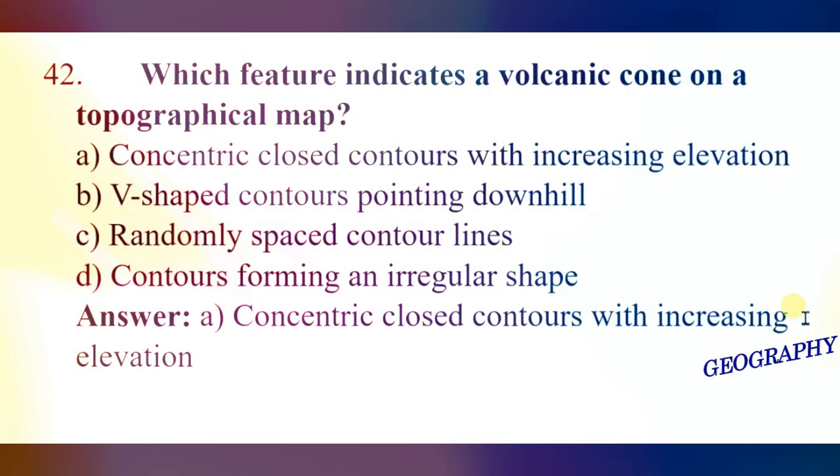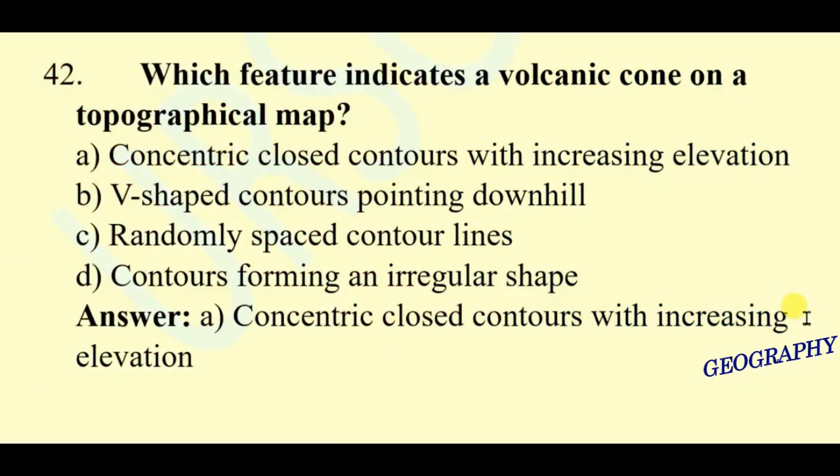Question 42. Which feature indicates a volcanic cone on a topographical map? Concentric closed contours with increasing elevation, V-shaped contours pointing downhill, randomly spaced contour lines, contours forming an irregular shape. Here the right answer will be concentric closed contours with increasing elevation.